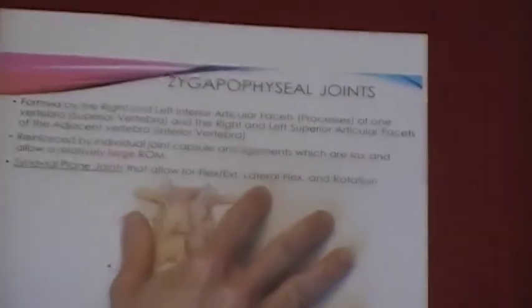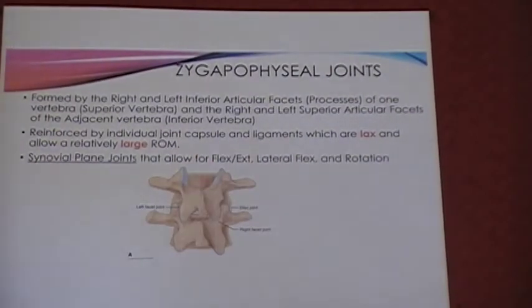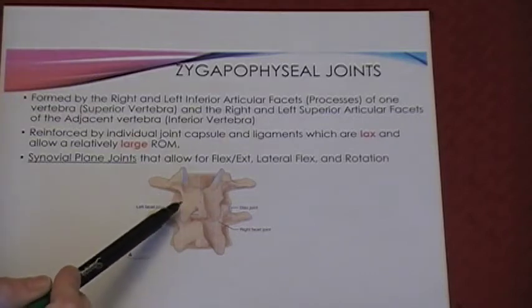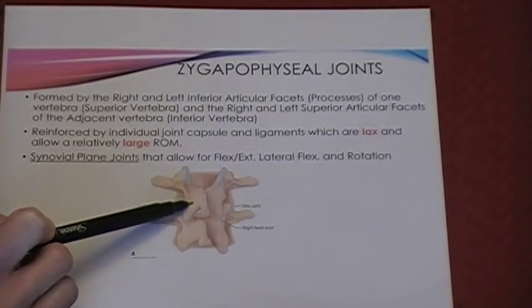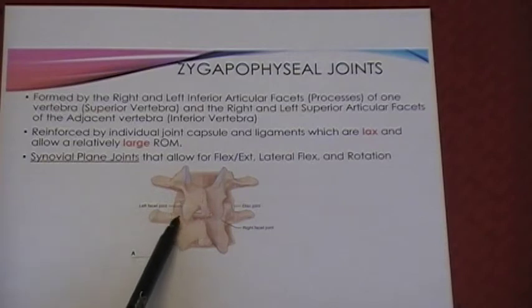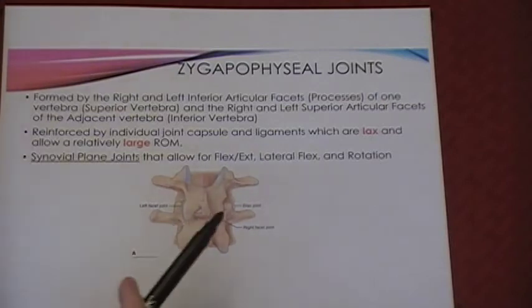Throughout the spine, you're also going to see zygapophyseal joints. Okay, so this is just another word for those facet joints. So these are formed by the right and left inferior articular facets of the superior vertebra, and the right and left superior articular facets of the adjacent vertebra below. So again, it's composed of the inferior facets of the superior vertebra, and then the superior facets of the inferior vertebra. So that's going to be what is forming the joint surface.